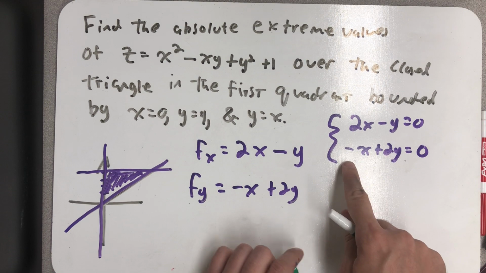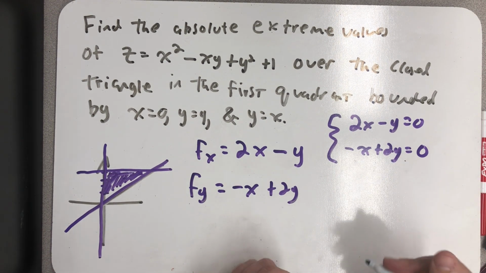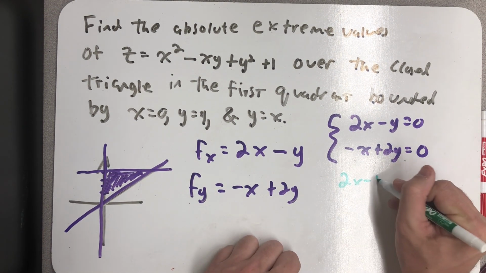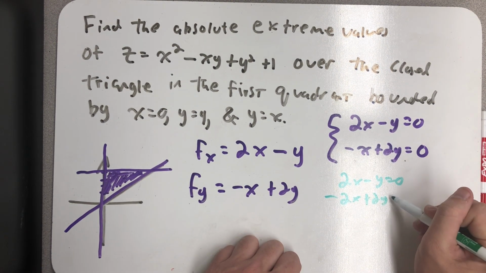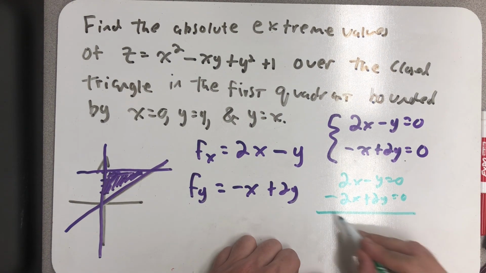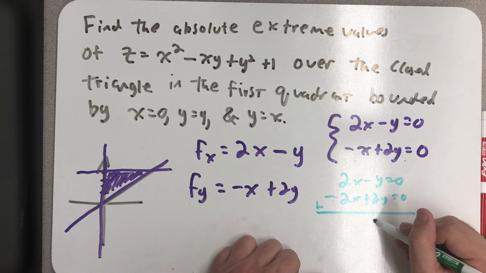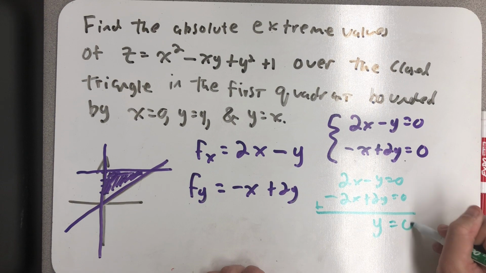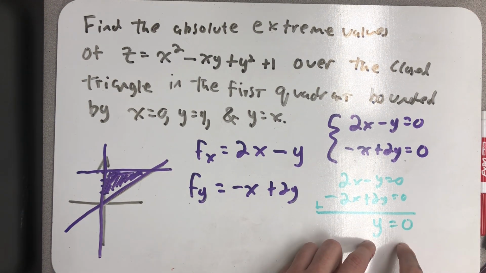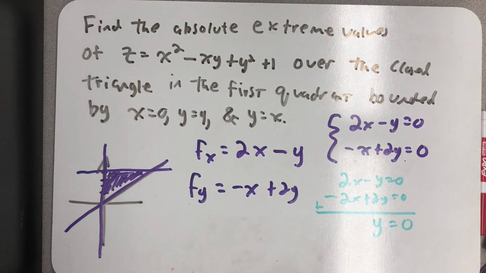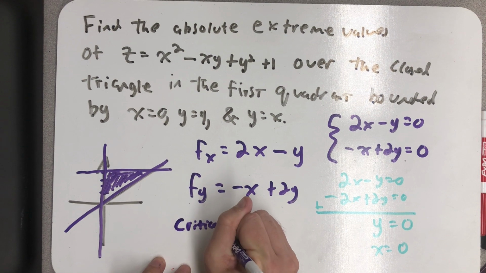I could get one of the variables by itself and use the substitution method. I think I'm going to multiply this equation by 2 and then use the addition method. So 2x minus y equals 0, and the first equation won't change. Minus 2x plus 2y is equal to 0. I add those together, and I'm simply going to get y is equal to 0. Now I need to look for the x-coordinate that corresponds to this, so I could plug them in, and I'm going to find that x is equal to 0. And so the only critical point I have to worry about is the origin.